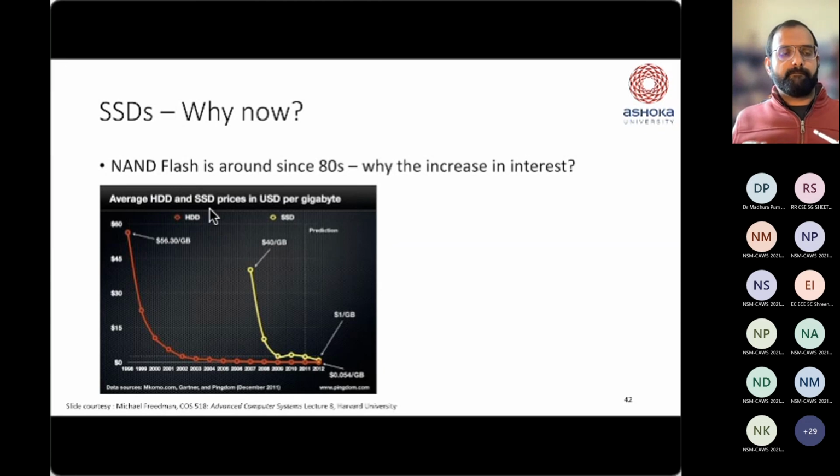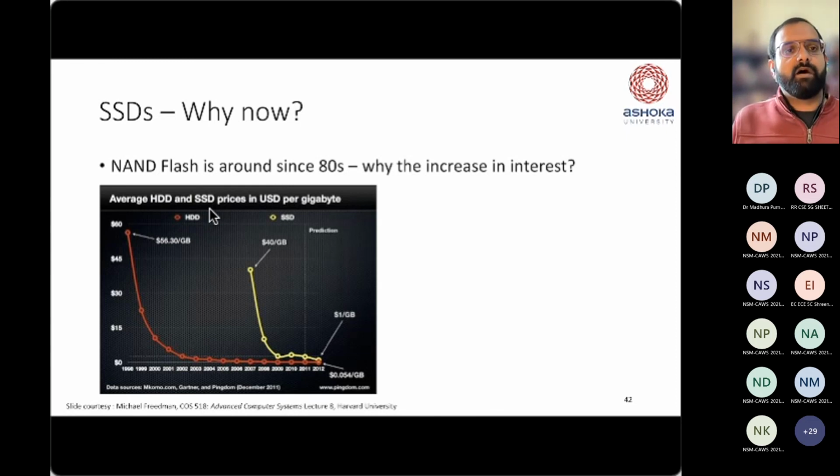SSDs are, again, solid state devices. They don't have mechanical moving parts like hard disk drives do. The primary storage technology, or the prime cell, is what is known as NAND flash. Technically, this is a non-volatile memory technology. It has been around for the longest time, but it's only in the last 15 or so years that SSDs have been used as viable and somewhat economical storage alternatives. And that has more to do with economics than technology itself, right?